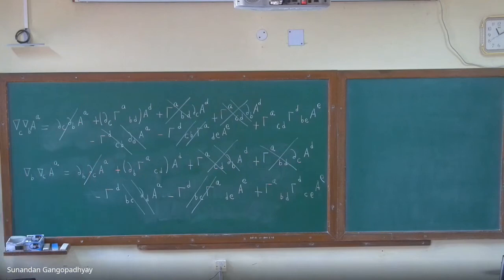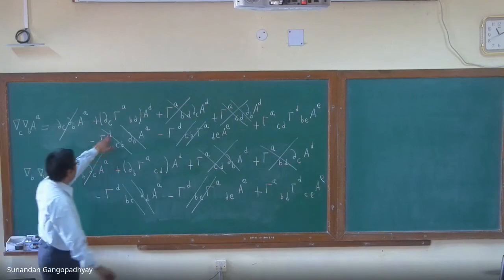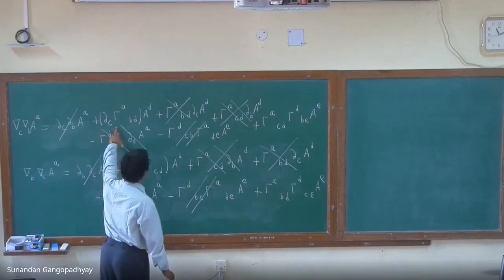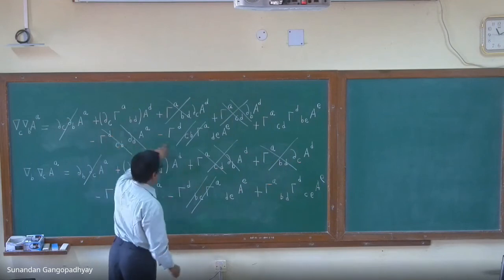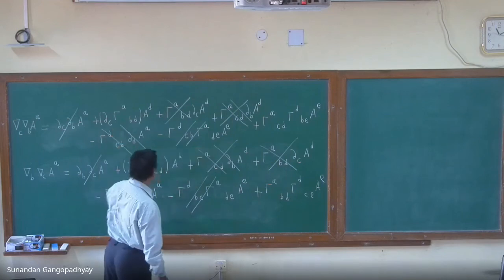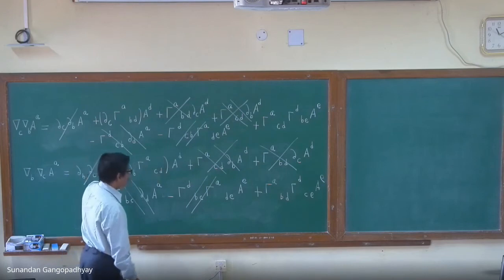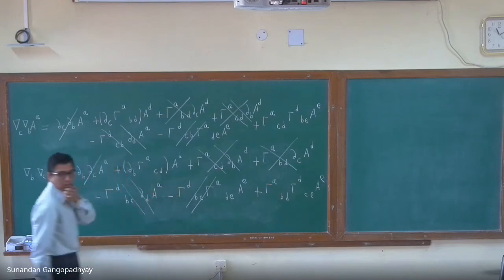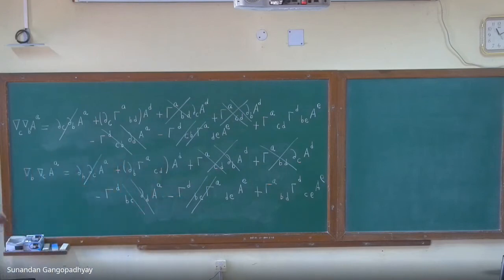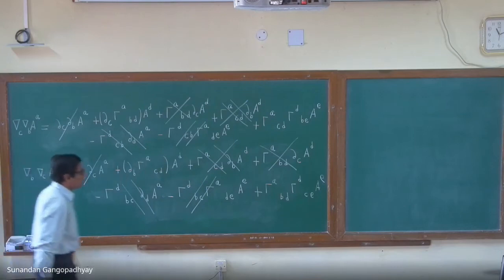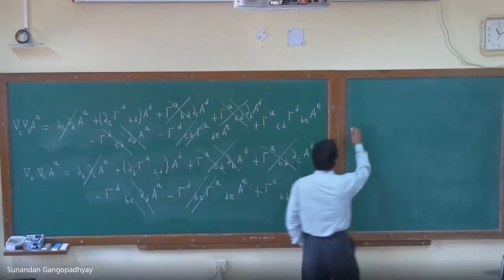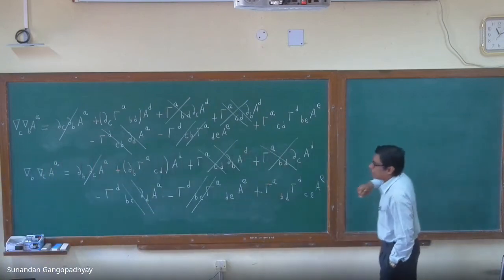So you can see how many terms are surviving. One. This is the term that survives. 2, 3, 4. There are 4 terms which survive. Okay. So let us write it down. I don't know where we should write it down. Have some space here. So write it down here.